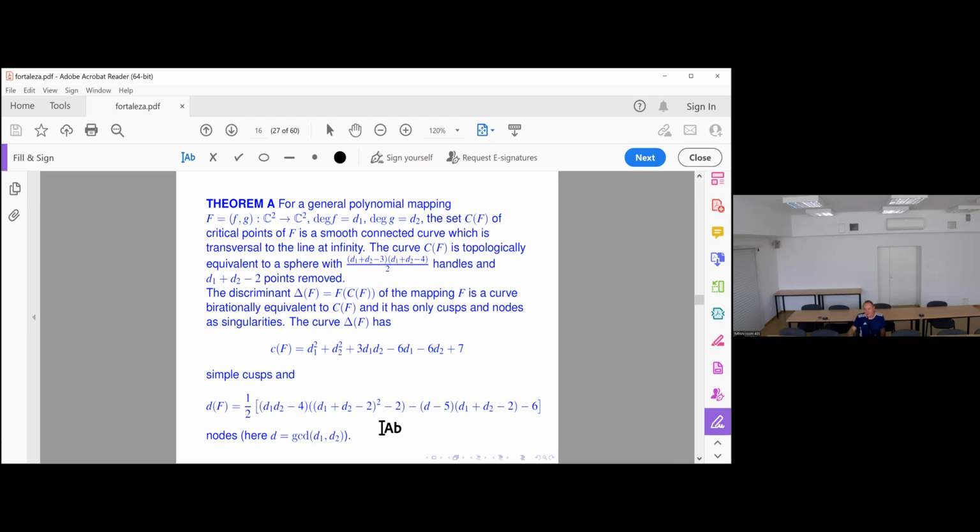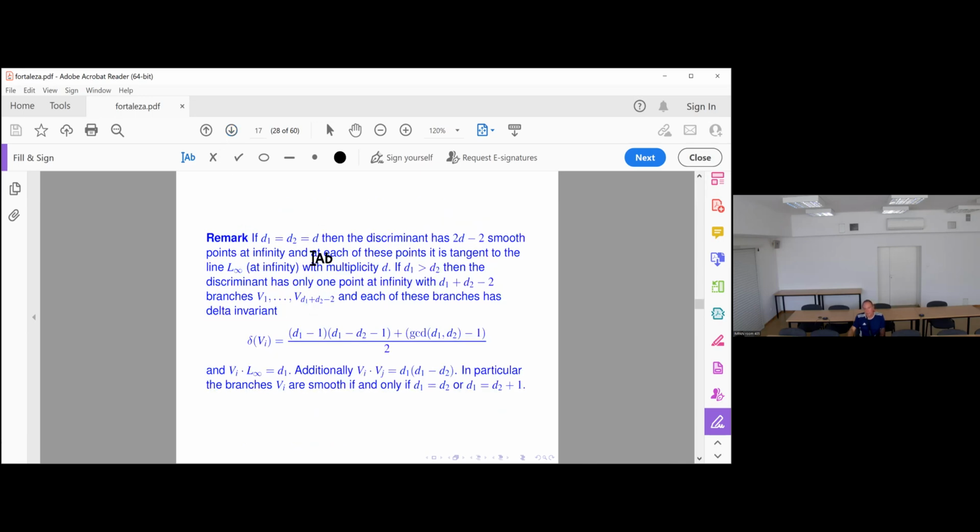And this is a hint that you cannot obtain this result using some Chern classes or Thom polynomials, yes? Nevertheless, we obtain in this way the greatest common divisor of these two numbers. This means that we need another technique, and this remark also shows that the discriminant at infinity in general is not smooth. Only in some very particular cases can this discriminant be smooth at infinity.